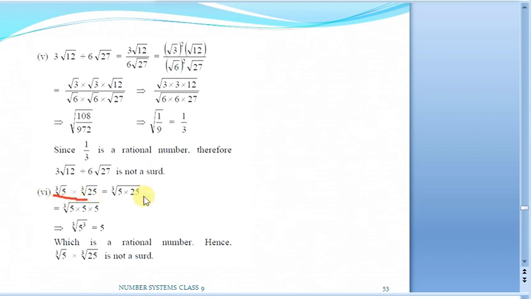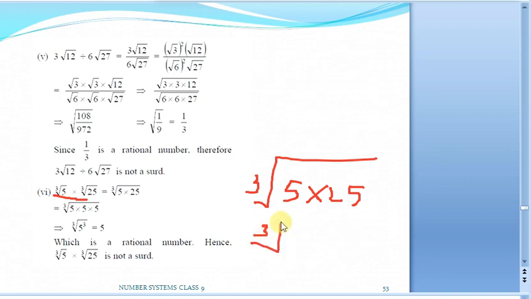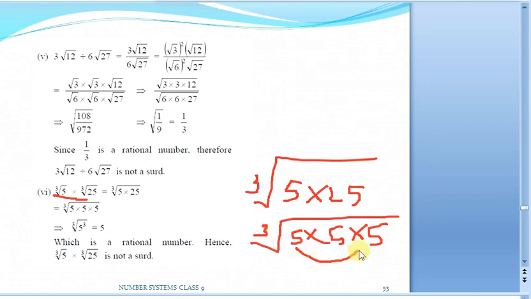So 5 into 25, and the common order is the cube root. Now the cube root of 5 into 25 is what? 5 into 5 into 5. Further simplifying, whenever there is a cube root, from every product of 3 we can write one 5 outside. That is going to be our answer. Is anything left inside? No. So our answer is what?